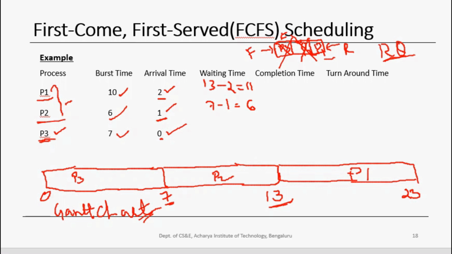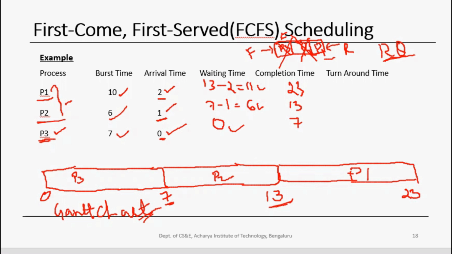And what is the waiting time of P3? P3 comes into the ready queue at time t is equal to 0 and immediately gets the CPU. So therefore its waiting time is equal to 0. I hope you understood this. Now let us write the completion time. P1 completes after 23 time units. You simply look at the Gantt chart and write: P2 completes after 13 time units and P3 completes after 7 time units. Right?